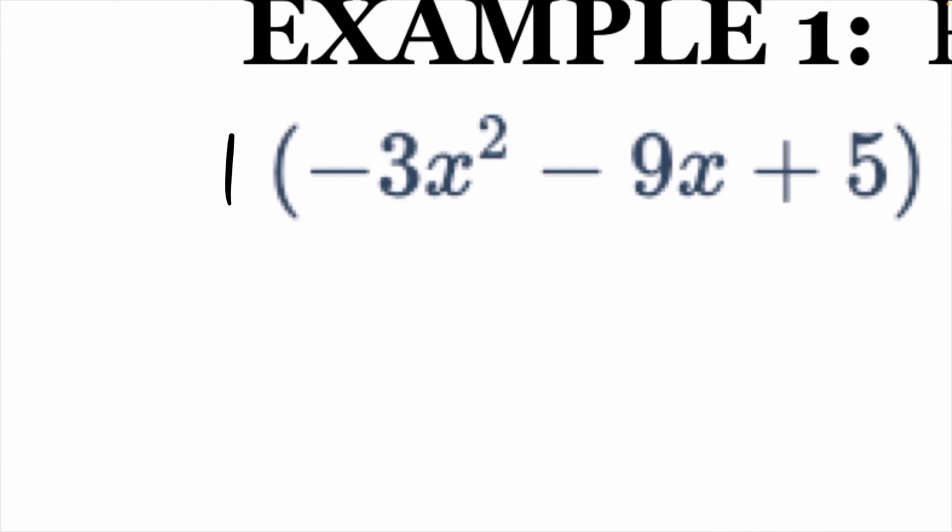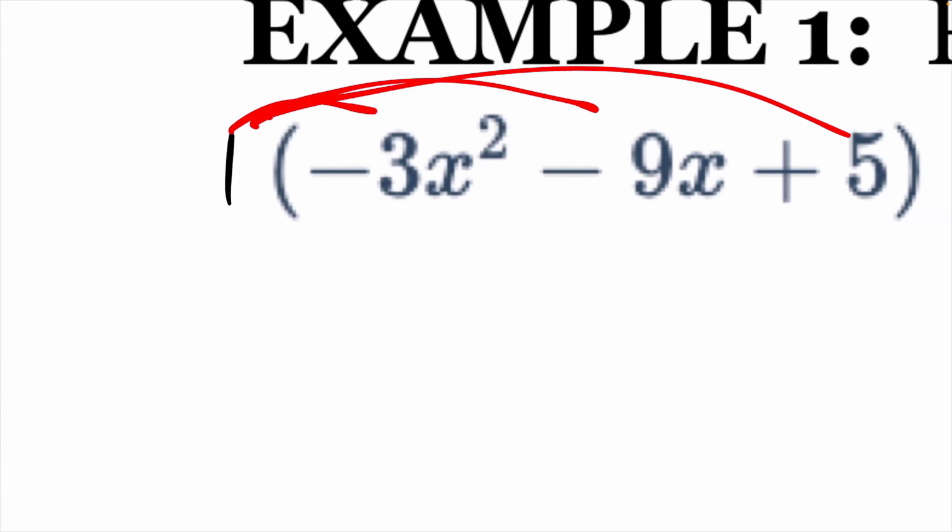What's in front that we don't write sometimes? A 1. So now we're going to distribute a 1 to everything, right? Distribute means here, here, here. You're giving out a 1 to the 3 terms inside. So when we distribute, do we add them, subtract them, multiply, or divide them? Multiply, right. So you got positive 1 times negative 3, which is negative 3, right?